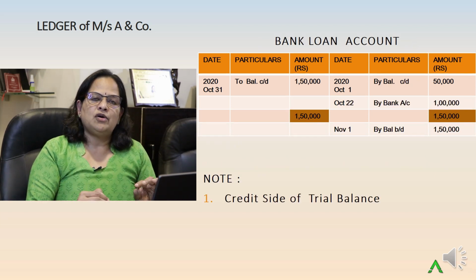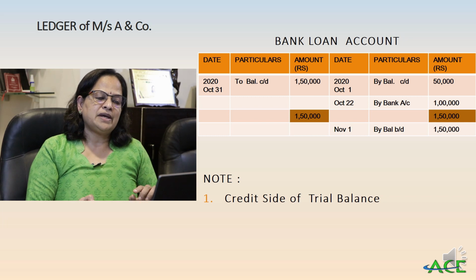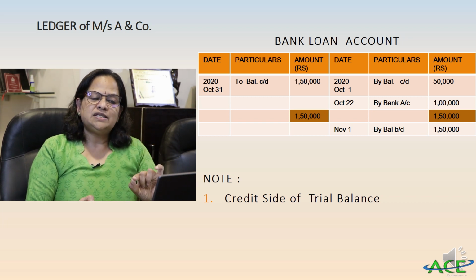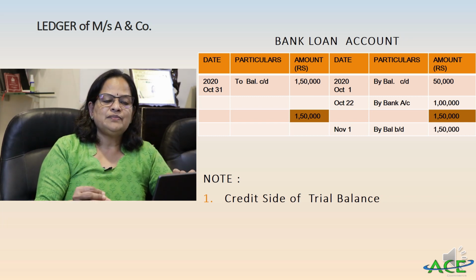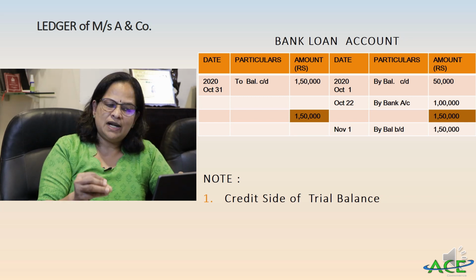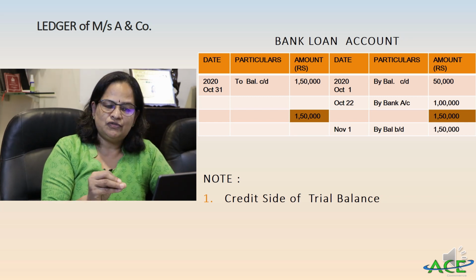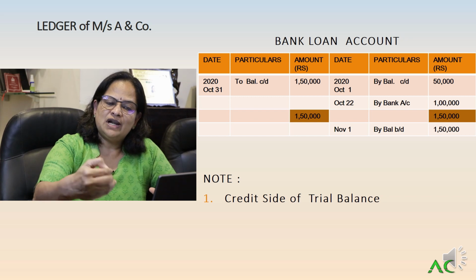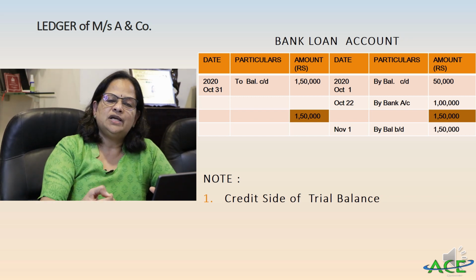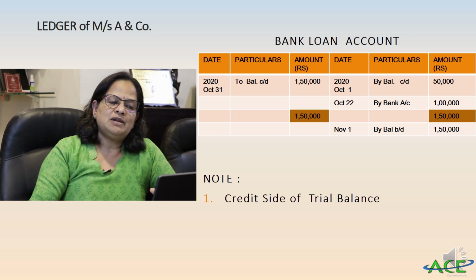Now bank loan account, they are taking a bank loan from Canara Bank. So by balance, bank balance was 50,000. Now again they are taking a loan for 1 lakh. So the total value is 1,50,000. This value, both 1,50,000 is in the credit side only. So this will go to the credit side of the trial balance.